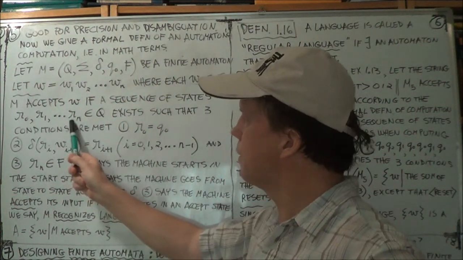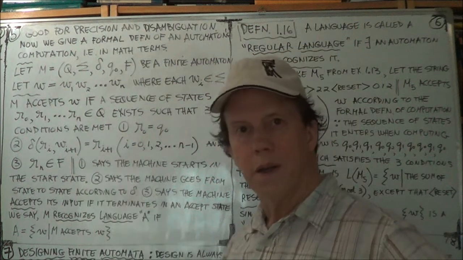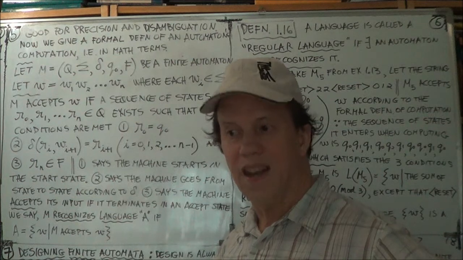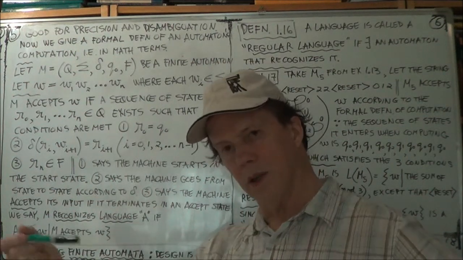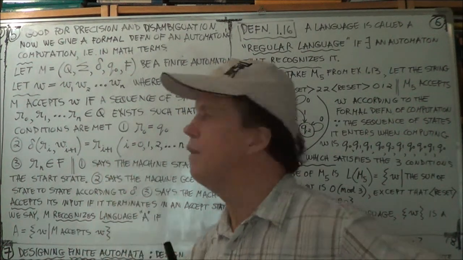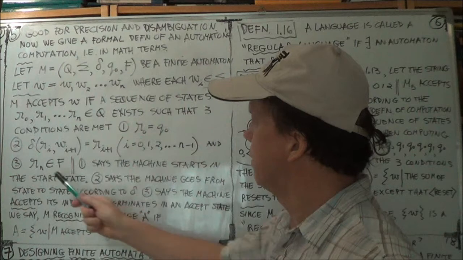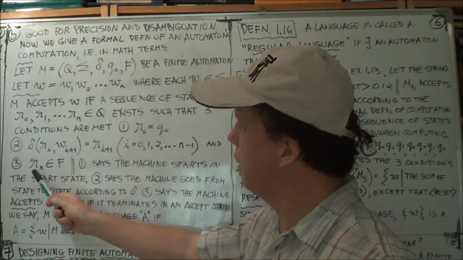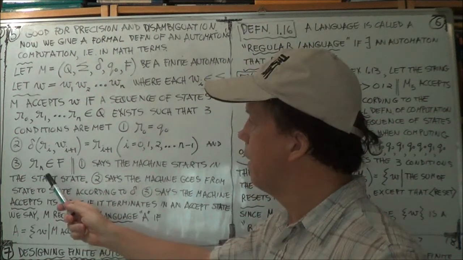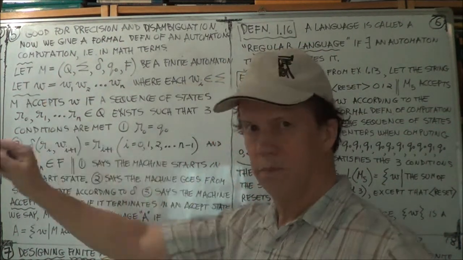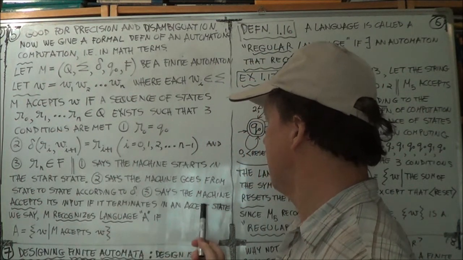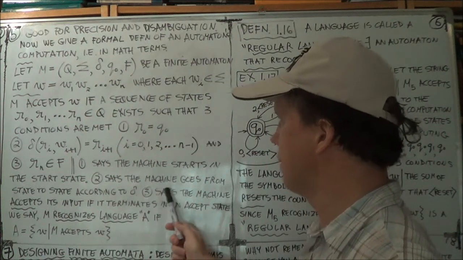And if this final state is a member of capital F, in other words, if this state is an accept state, then the automaton M will output the decision accept. Well, that's what I've just said here. So if your final state belongs to the set of accept states, the automaton M will output the decision accept. So that's what point 3 is saying.